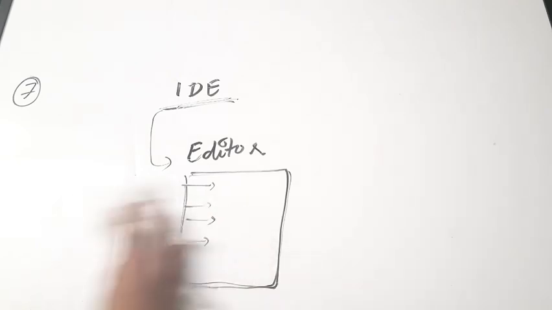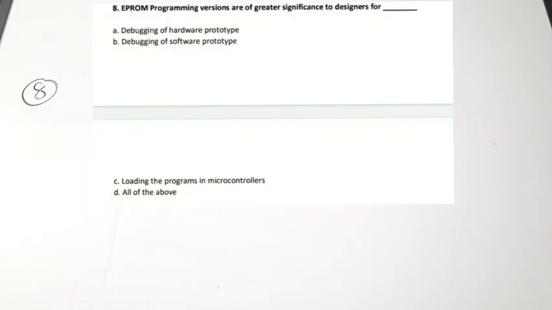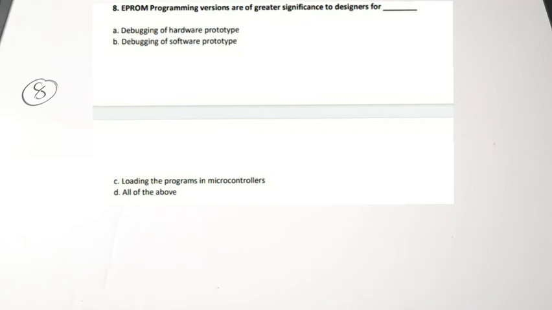Next question. That is the 8th question. Programming versions are of greater significance to designers for dash. That is, what is the advantage of EEPROM? Erasable, programmable, read-only memory. That is EEPROM. A. Debug of hardware prototype. B. Debugging of software prototype. C. Loading of programs in microcontroller. D. All the above. That is, we can have debugging, because EEPROM means we can change the memory.